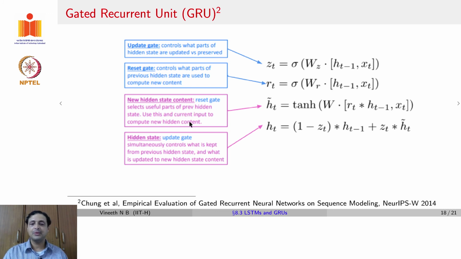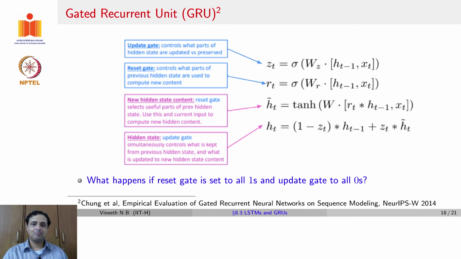the new hidden state. And the final hidden state that's exposed out of the GRU block is (1 - z_t) times h_{t-1} plus z_t times h_t tilde, where z_t is the update gate. So the update gate controls what is kept from the previous hidden state and what is updated to the new hidden state.